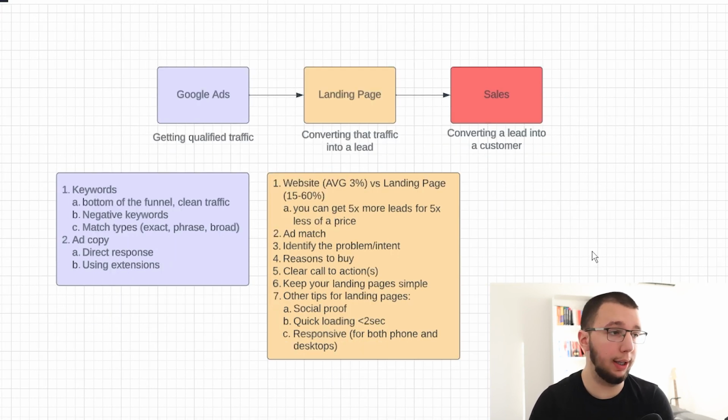Also, other tips I would add is adding social proof. So for example, if you have reviews on Facebook or Google My Business, you can add them to your landing page. Quick loading, so you want your landing page to load under 2 seconds. Anything beyond that and your page score is going to go down and your conversion rate is also going to go down. And also keep your landing pages responsive, which means that they work for both phones and desktops. As I said, there's a lot more to this. This is just a big picture overview, but by doing this, you're setting the right foundations for your Google Ads campaign.